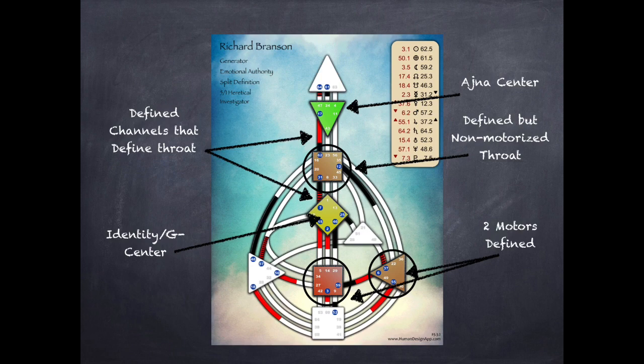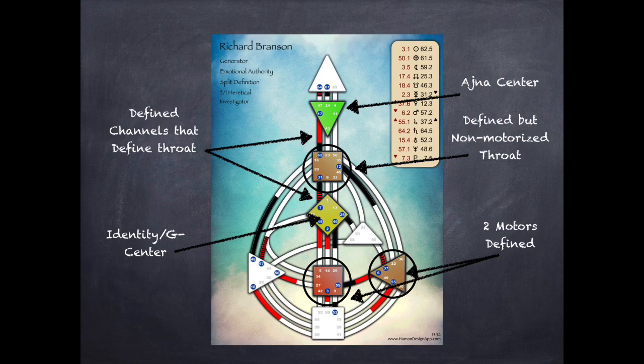So if we look at this chart of Richard Branson, we notice right away that he's a generator type, and he also has a defined throat. It would be easy to assume that he's a manifesting generator type, but if you take a closer look, you'll see that his throat is defined by having defined channels that lead from the identity center and also the ajna, neither of which are motors.